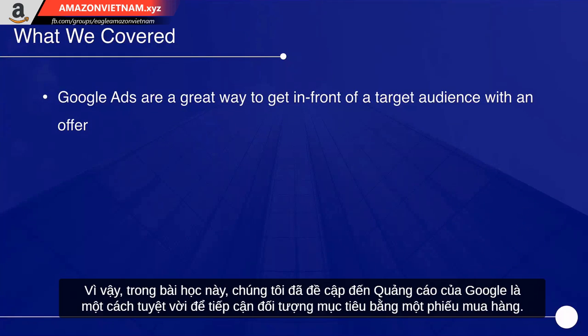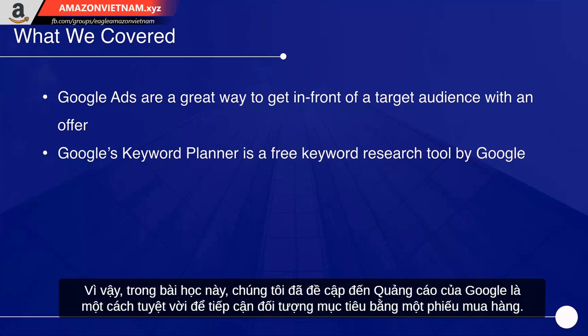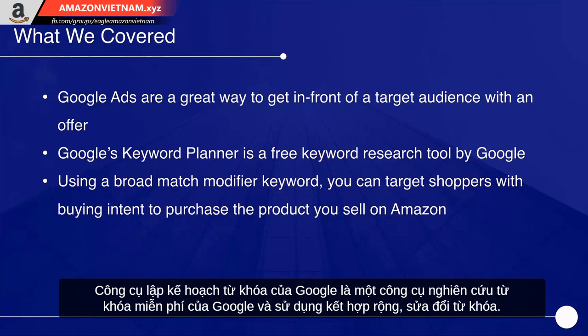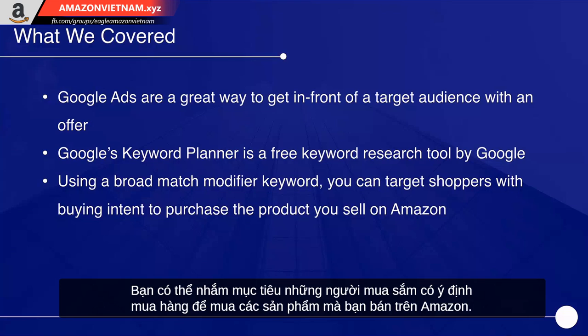So in this lesson we covered: Google Ads are a great way to get in front of a target audience with an offer. Google's Keyword Planner is a free keyword research tool by Google, and using a broad match modifier keyword, you can target shoppers with buying intent to purchase the products that you sell on Amazon.